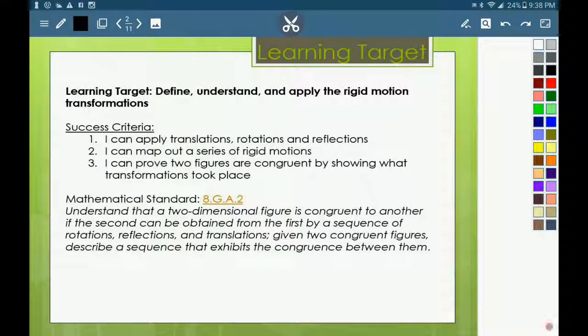Our learning target today is to define, understand, and apply the rigid motion transformations as we have been for the past couple weeks. Our success criteria is going to be able to apply translations, rotations, and reflections, all three movements that we have been studying so far. We're also going to map out a series of rigid motions, so numerous movements. And we're going to use those movements as proof that two figures are congruent.